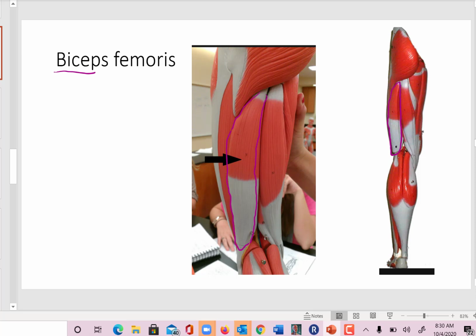Its origin is the ischial tuberosity and the linea aspera. It inserts on the fibula and tibia. Its action is to extend the thigh and flex the lower leg at the knee. So this is part of your hamstring muscle groups. And the hamstrings are going to help with extending the thigh, but flex the lower leg. That's going to be an antagonistic action to the quadriceps femoris group, which extended the lower leg. So again, antagonistic muscle group.